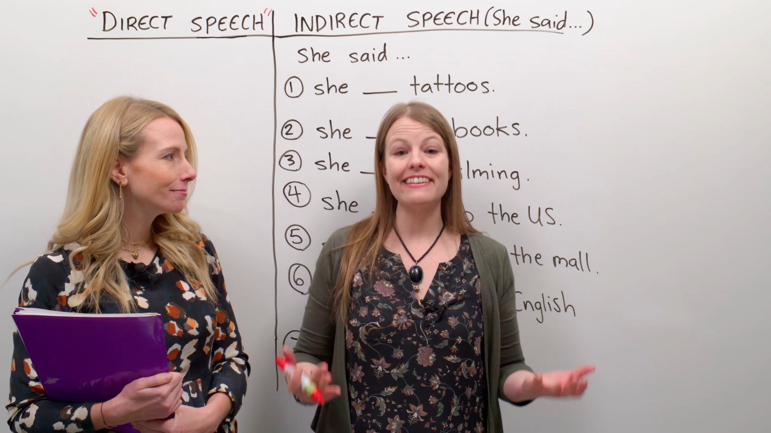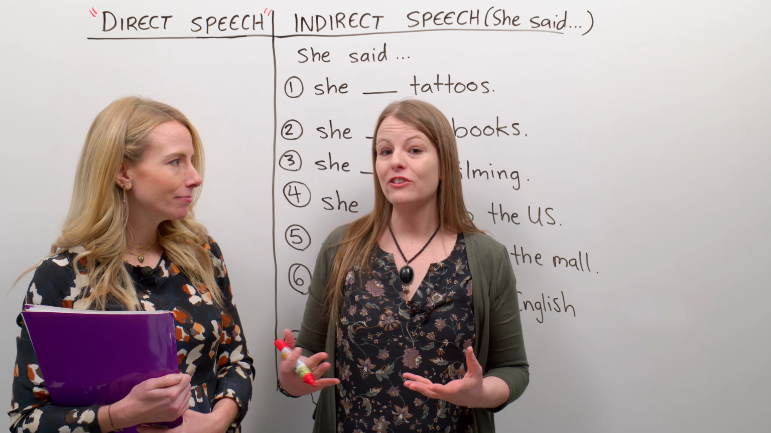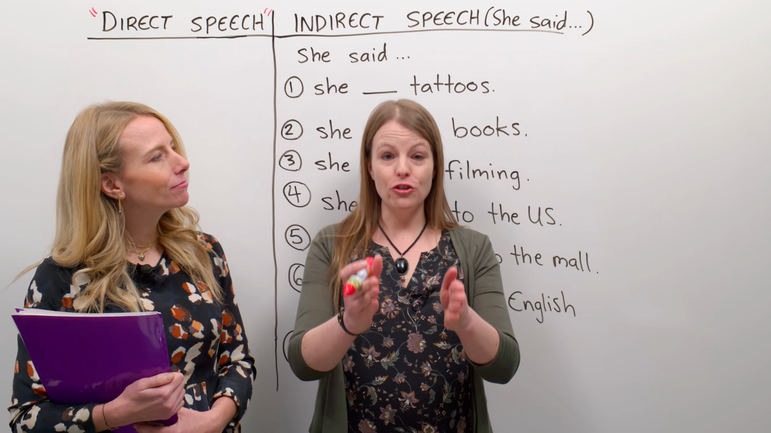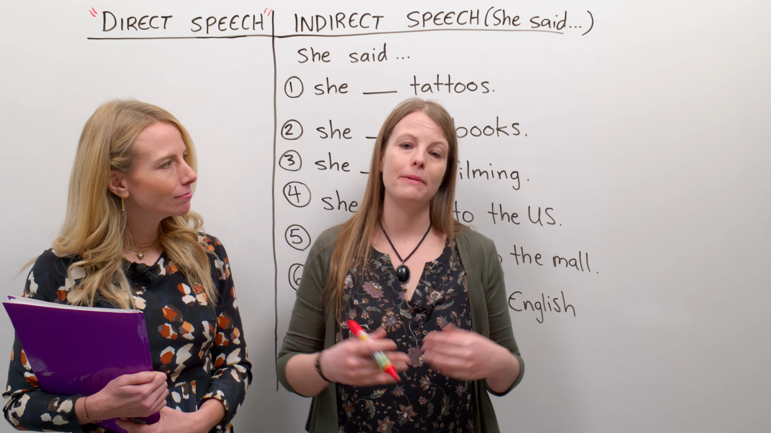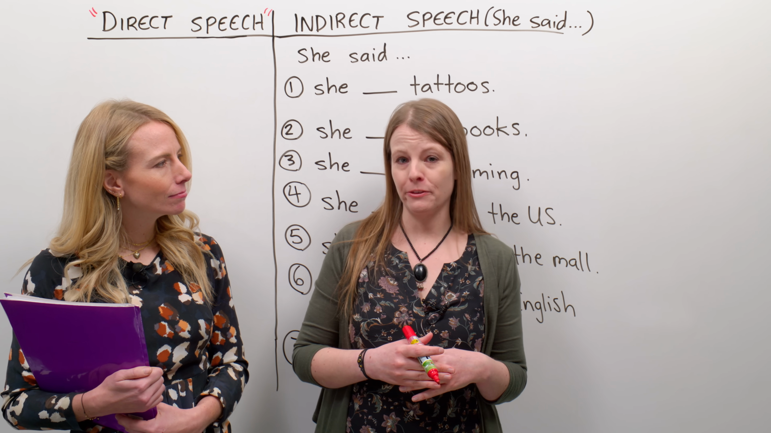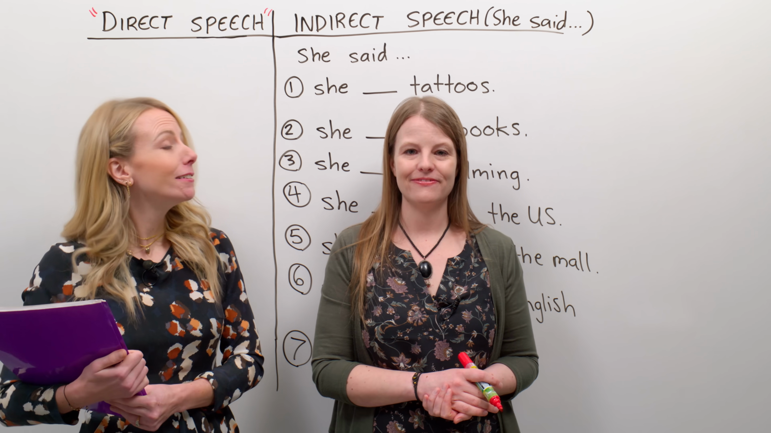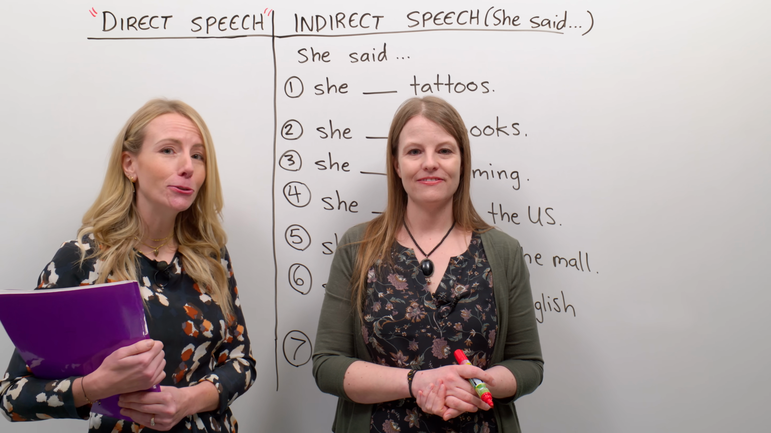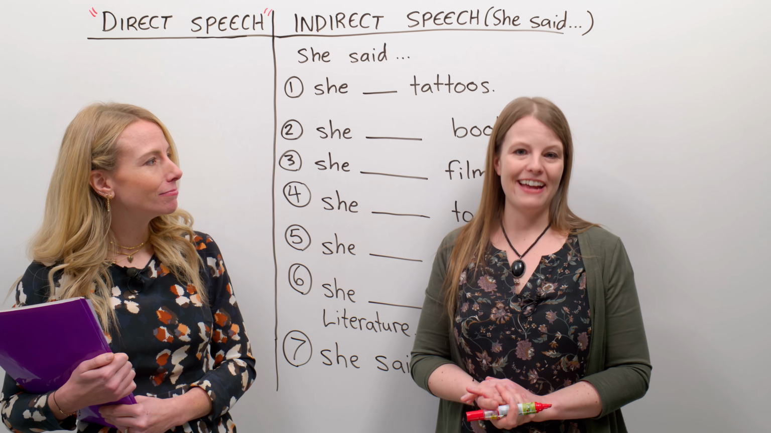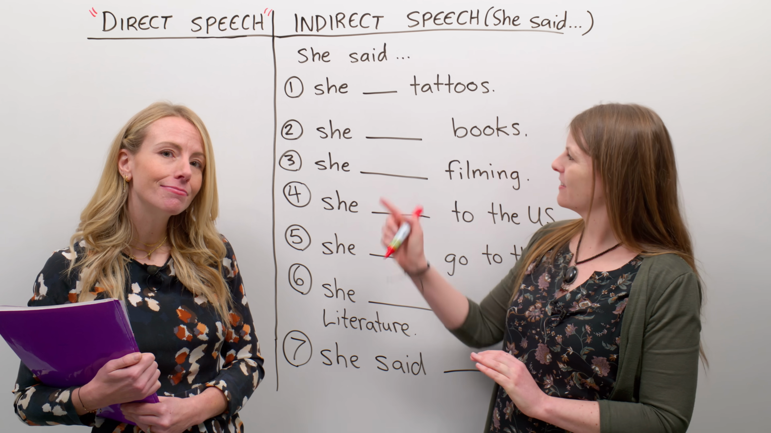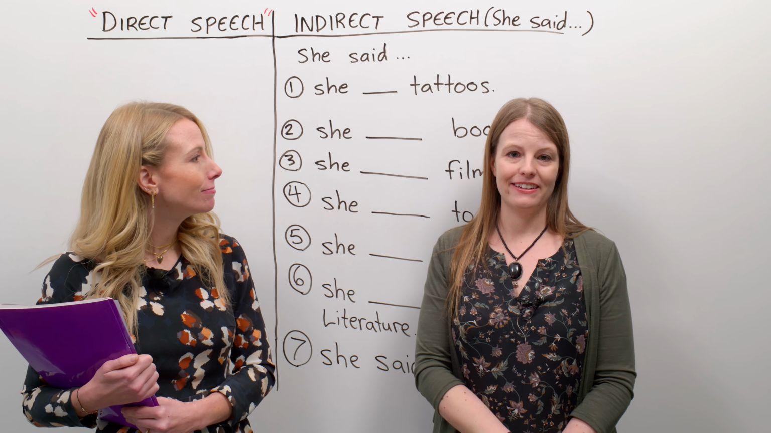Okay, so let's now practice what we learned. Audra is going to say some things, and you are going to change the verb to make it reported speech, or also called indirect speech. So Audra, you can say your first sentence. This is actually true. I have tattoos. Okay. So Audra said, what did Audra say? Let's change this. She said she blank tattoos.